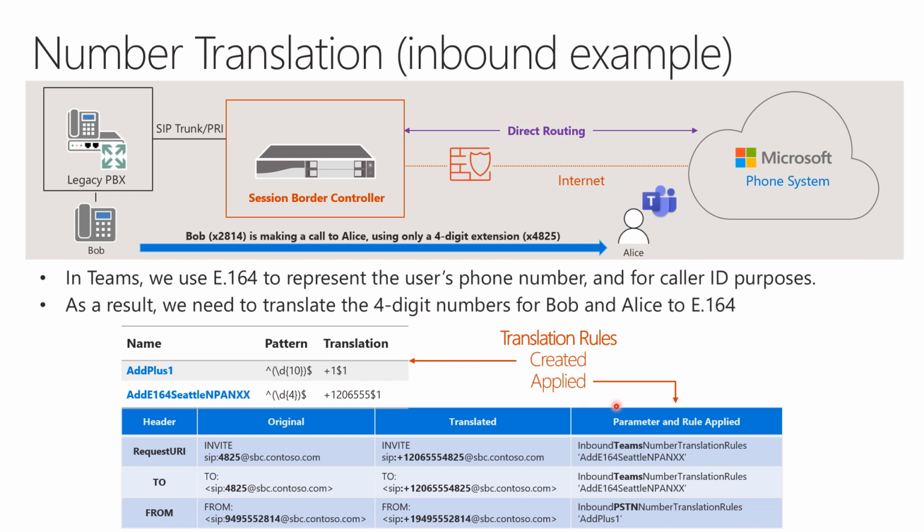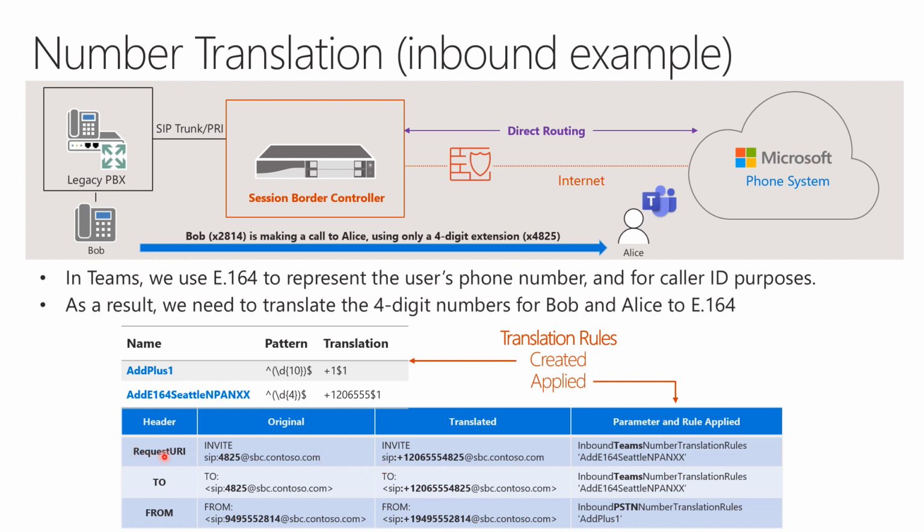Then I'm going to take these rules and apply them in the following fashion. When I apply the translation rule for the inbound Teams number, remember, this is inbound, so this direction, the number that I want to affect is Alice. That means that I want to turn Alice's number from this 4-digit extension into a fully formed E.164 number. So I will use this inbound Teams number translation rule, and I will pick my rule of add E.164 Seattle NPA NXX.